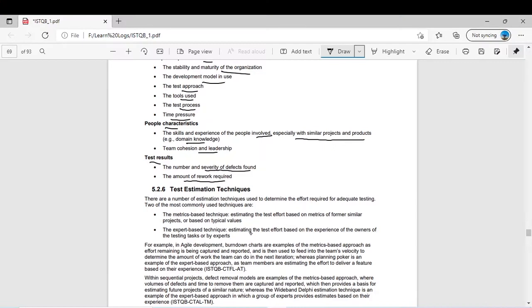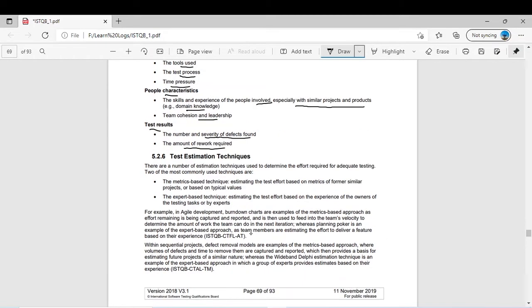Now, the last topic of this topic 5.2, luckily, is test estimation techniques. There are some estimation techniques which we can use while estimating how much effort we will need during the planning phase for this particular project. There are different techniques, but here we will discuss two techniques in detail.